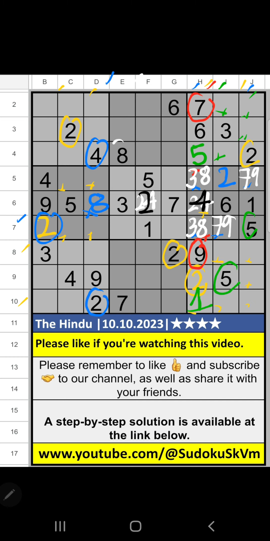Column E, we have 8. So 8 can't come in these cells. The 8 will come in one of these cells. We will confirm later. Column G, we have 6. So 6 can't come in these cells. 6 will come in one of these cells. We will confirm later.